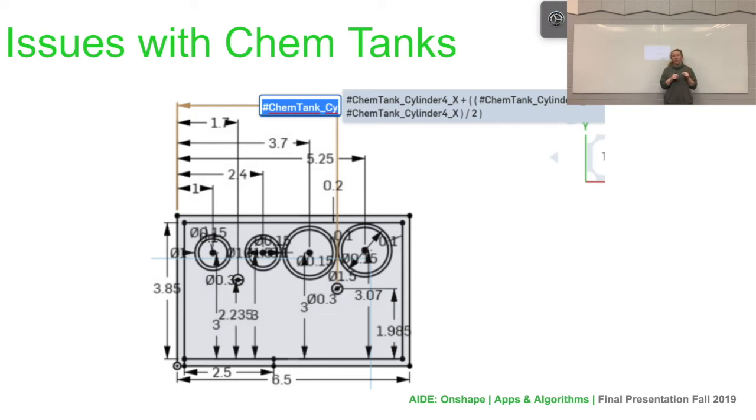Also, to put the location of the tanks into the chem tank, they just use X and Y coordinates, which I found was very difficult to work with when you tried to change the location of them, because you had to go into each X component, each Y component of each tank, and it was very time consuming and also confusing. So I wanted to fix that, and this is what I came up with.